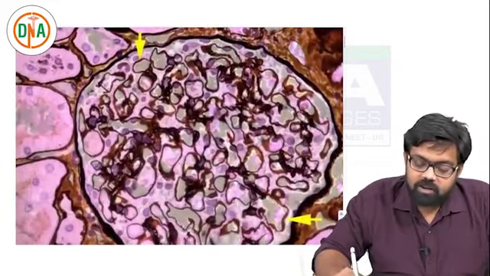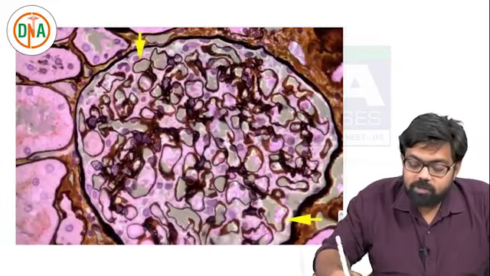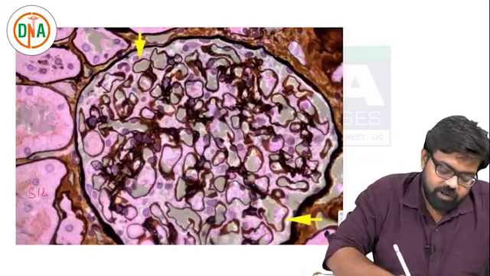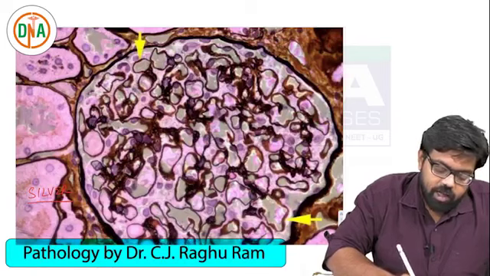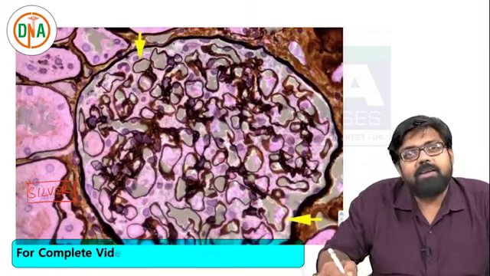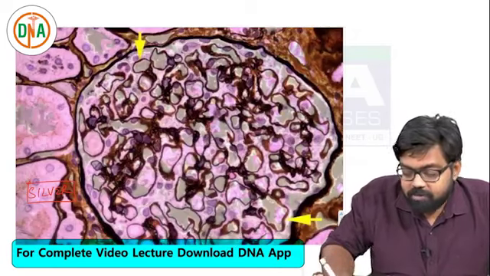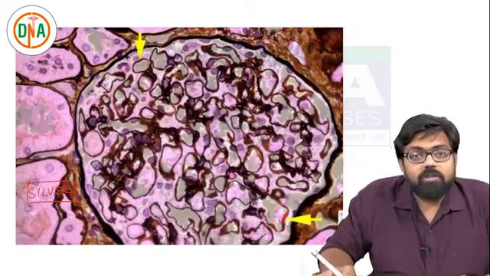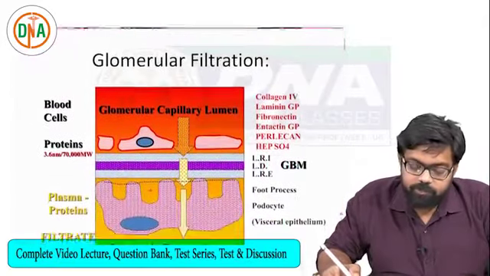Next, another special stain which is helpful to know about the membrane is called silver stain. As you all know, silver stain will give a black colored appearance of the membrane. So all the capillaries are having this black lining. It is nothing but the basement membrane. See, it is very clear over here. This is the basement membrane, the black thing. So this is another special stain that we use.